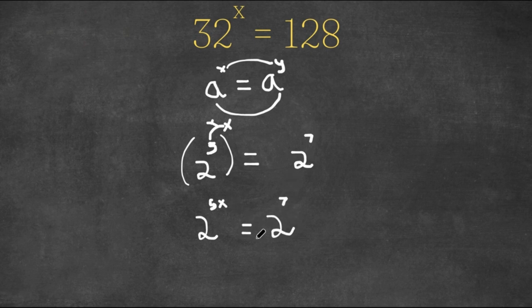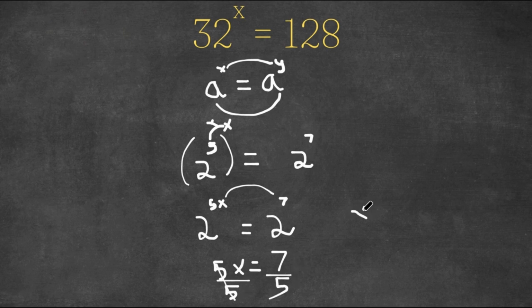And now, as you can see, our bases are the same, so that means our exponents are the same as well. So this means that 5x equals 7. Now, if we divide by 5 on both sides, these two cancel out, and we get x equals 7 over 5. And this is our answer.